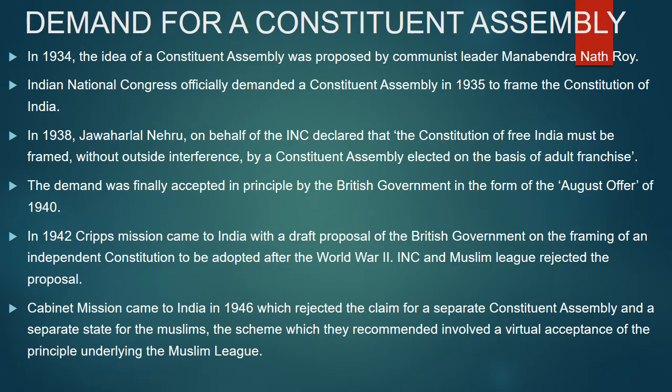So the British government sent Stafford Cripps with the Cripps Mission in 1942. But both the Indian National Congress and the Muslim League rejected the Cripps proposal. Then in 1946, the Cabinet Mission came to India, which rejected the claim for a separate Constituent Assembly and a separate state for the Muslims, but the scheme which they recommended involved a virtual acceptance of the principle underlying the Muslim League's demand. So the Muslim League was initially interested in it.